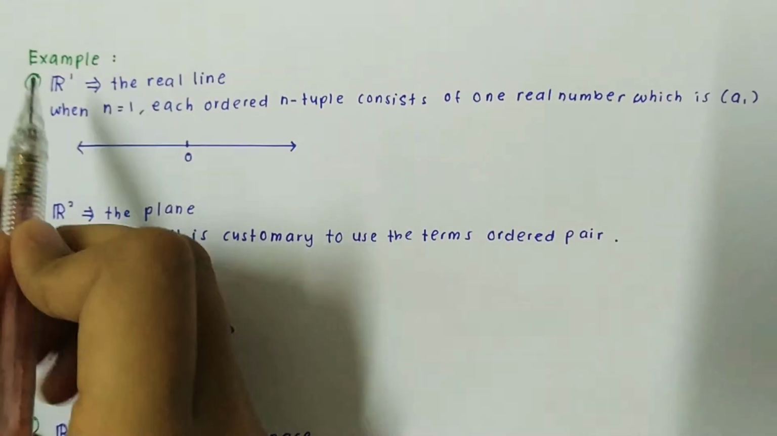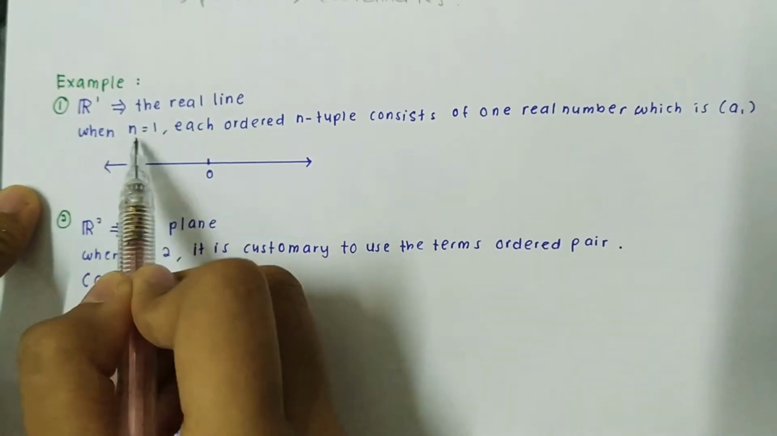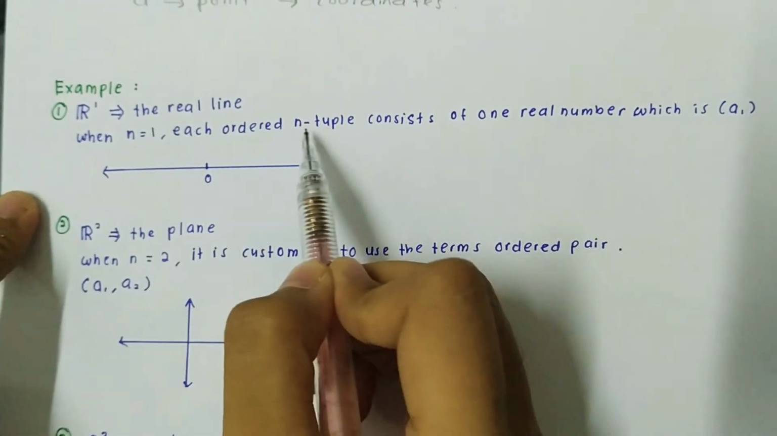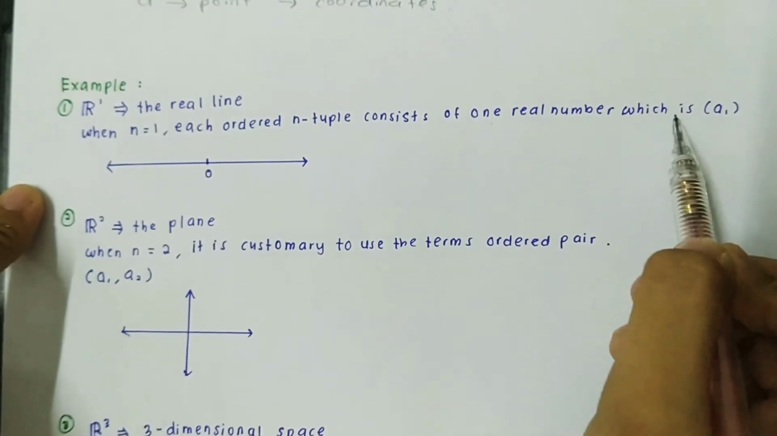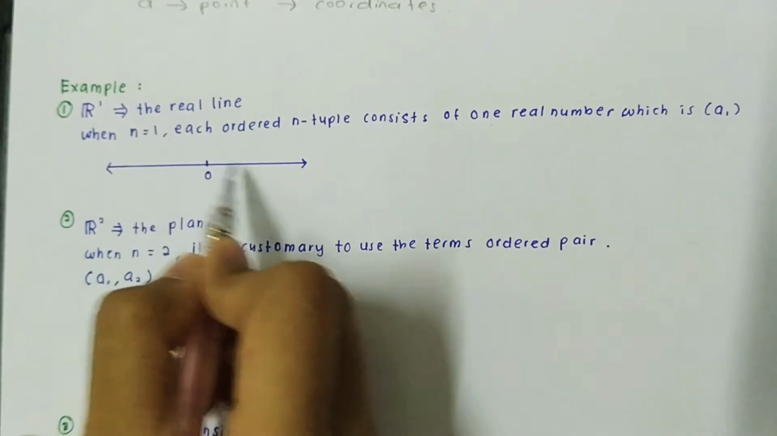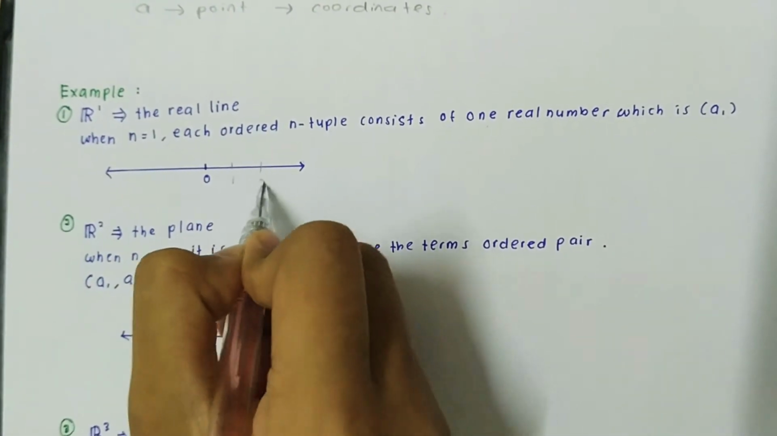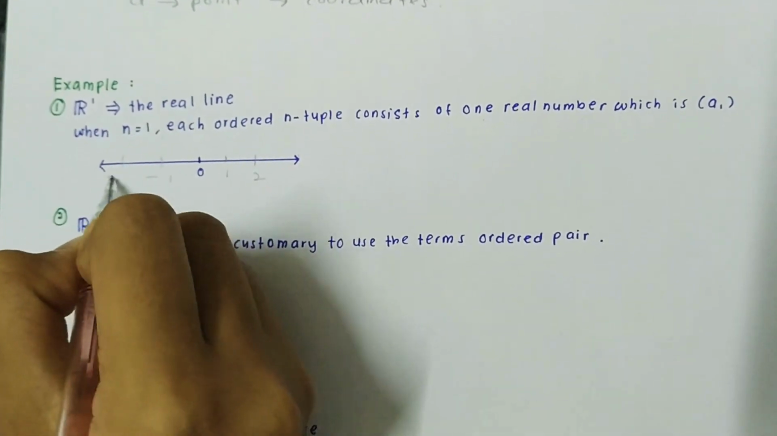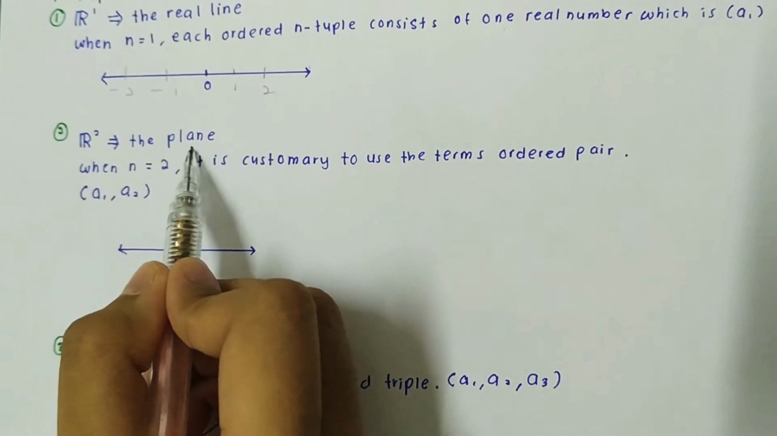For example, R1 is referred to as the real line. When n equals 1, each ordered n-tuple consists of one real number, which is a1. This is the real line. The next is R2. It refers to the plane.